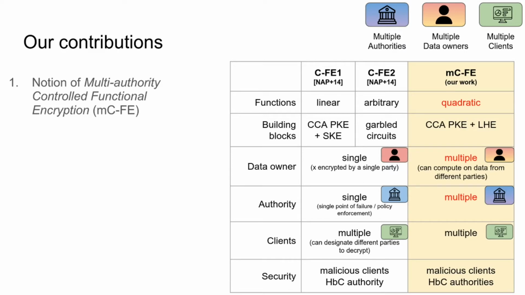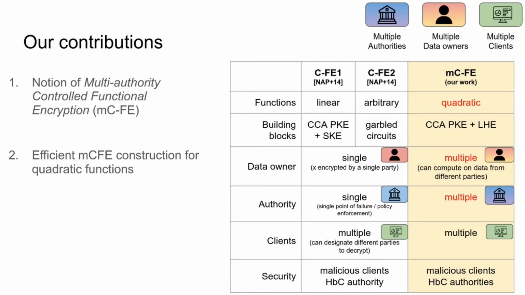In our scenario, there are n authorities, and all of them have to agree on an access control decision to make it effective. Next, we extend the model to allow multiple data owners so that applications that require data from multiple sources, like the genetic tests, could be deployed. Finally, we provide an instantiation that allows the computation of quadratic functions. The tools we use are CCA-secure public key encryption and linearly homomorphic encryption.